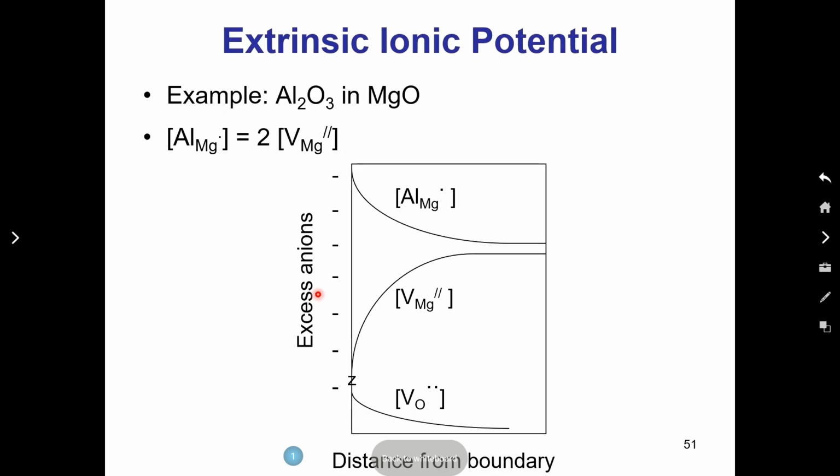If you do this for another example, we talked about aluminum oxide doped in magnesium oxide. I don't know whether you remember, the electron neutrality condition for this case was that this fraction was equal to 2 times that fraction. You can see that if you again go through the solution of the Poisson equation in this case and look at the distribution of defects, this is your distribution of aluminum substitution and magnesium vacancies away from the surface.